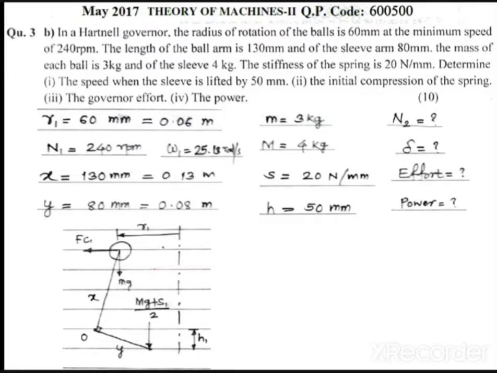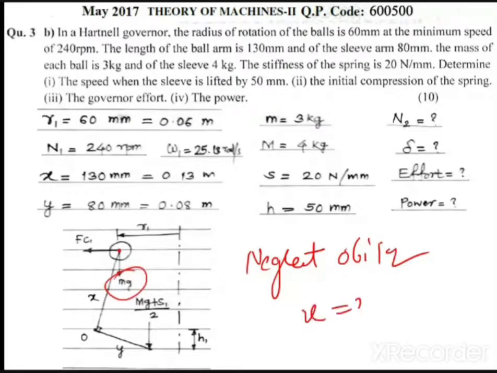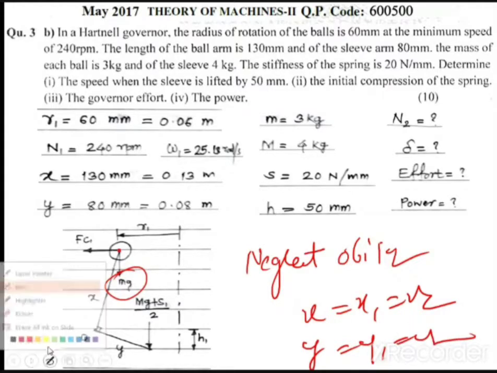Now this is a minimum position diagram. Everybody knows how to draw the minimum position diagram. This is a minimum. See, at this point you have mg, FC1, x, y, 0. Now in this problem they haven't said consider the obliquity effect. So as I earlier said, if they are not mentioning anything, straight away neglect the obliquity effect, which means neglect the effect of mg. Then x is equal to x1 is equal to x2, y is equal to y1 is equal to y2. Is it clear?